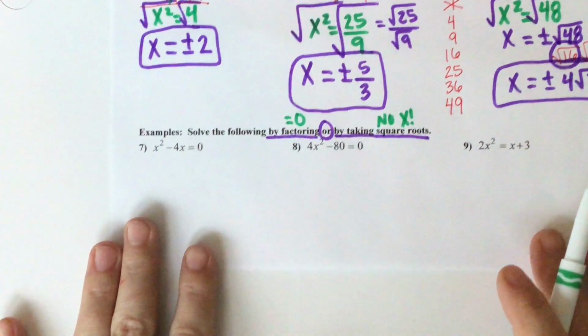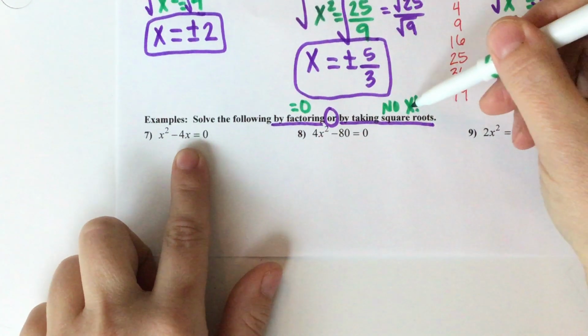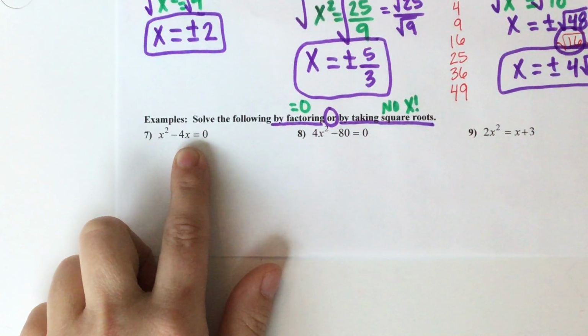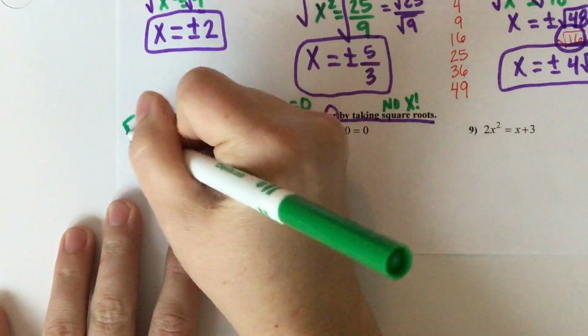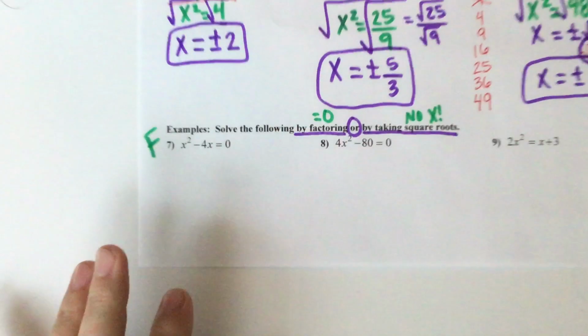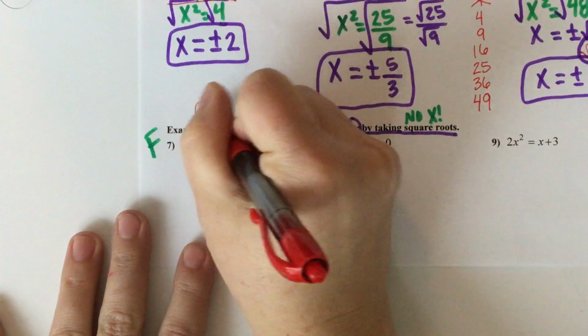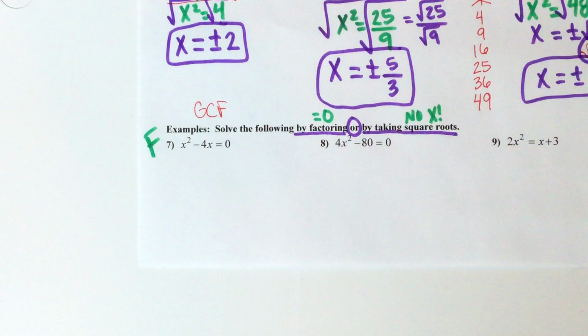Okay, so let's look at number 7. Does number 7 have an x in it? It does. So that means I have to factor this one. Okay, so going through our rules of factoring, the first thing we always look for is a GCF.